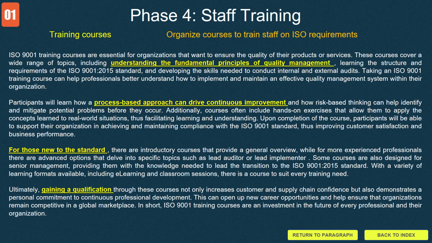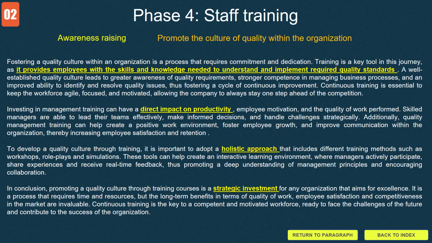Organize ISO 9001 training courses covering principles, requirements, and audit skills. Training helps staff understand, implement, and maintain the quality system, supporting compliance and driving continuous improvement. Promote a culture of quality by investing in training, management development, and interactive learning. A quality culture leads to better process management, problem-solving, and continuous improvement, resulting in increased employee satisfaction and competitiveness.